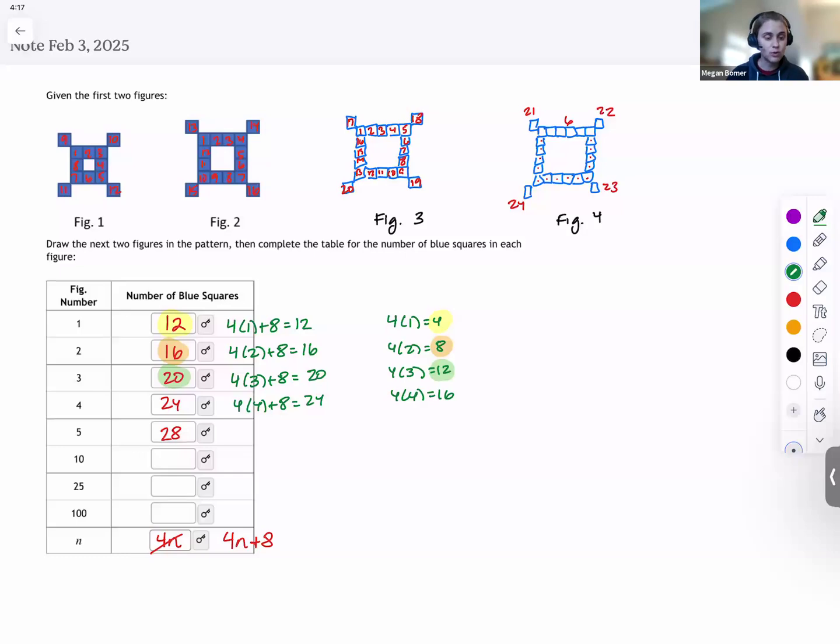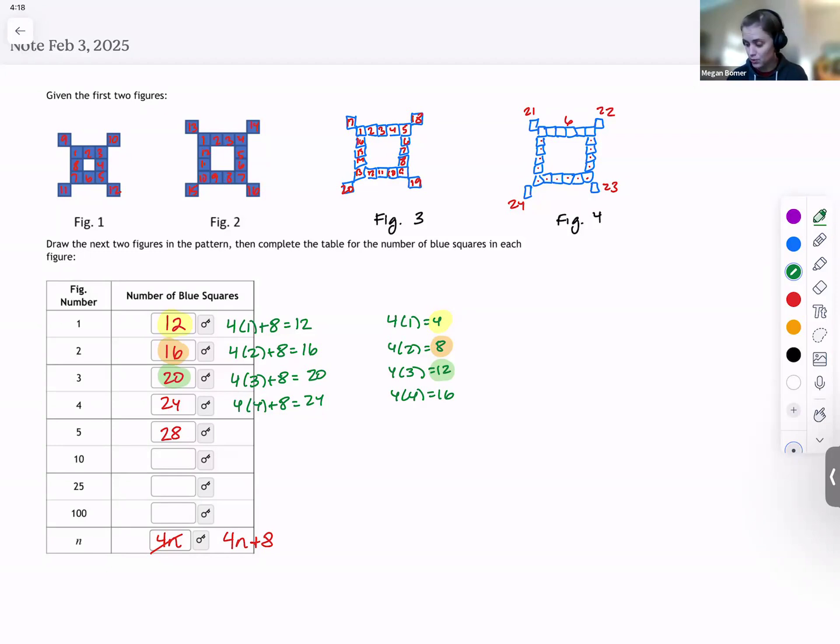So the +4 pattern that we saw moving down the table, when we go to write our rule, tells us we actually want to multiply 4 times the figure number. And then as we think about, okay, I know now I need a 4n, is that the entire rule or do I need a little bit more? We can compare 4 times the figure number to the actual number of squares. We saw that each time we were 8 short in terms of our number of squares. So it's 8 more than 4 times the figure number.